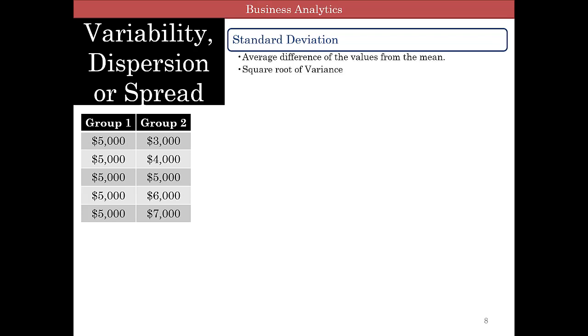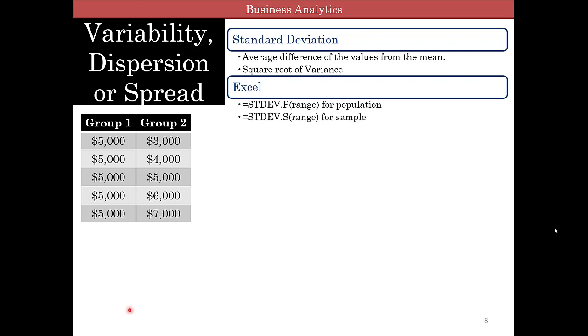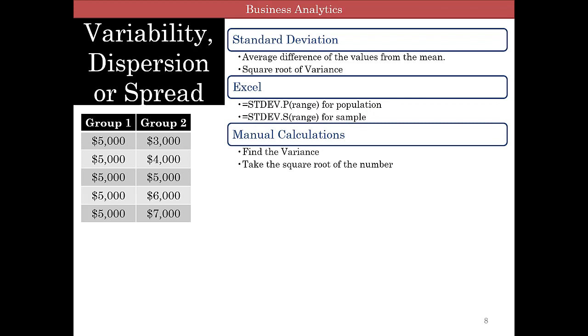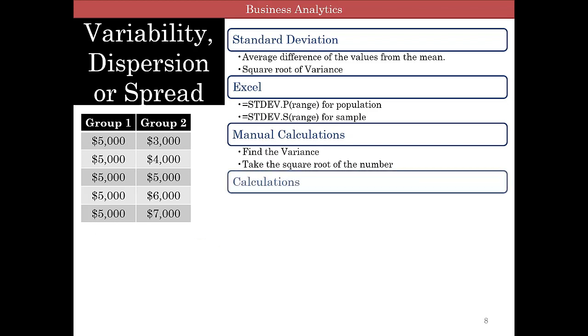It's called standard deviation. Standard deviation is nothing but the square root of variance. So you follow the same steps you took in variance, and then you find the square root of it to get the average difference of the values from the mean. So standard deviation is simply the average distance from the mean. So in Excel, you can use stdev.p or stdev.s, depending on whether this data is an entire population or a sample. And here we have the manual calculations. You essentially find the variance and then take the square root of that number.